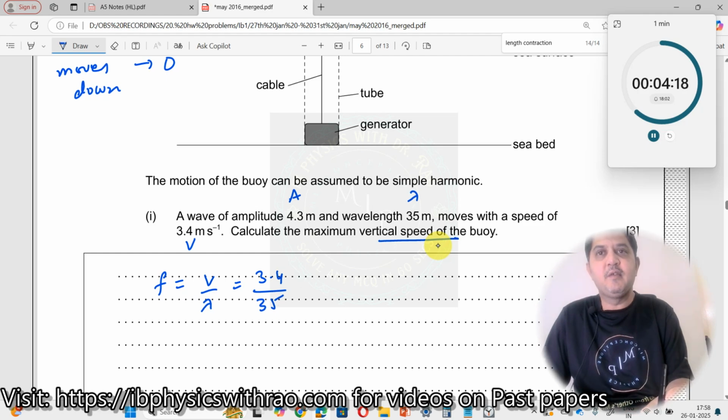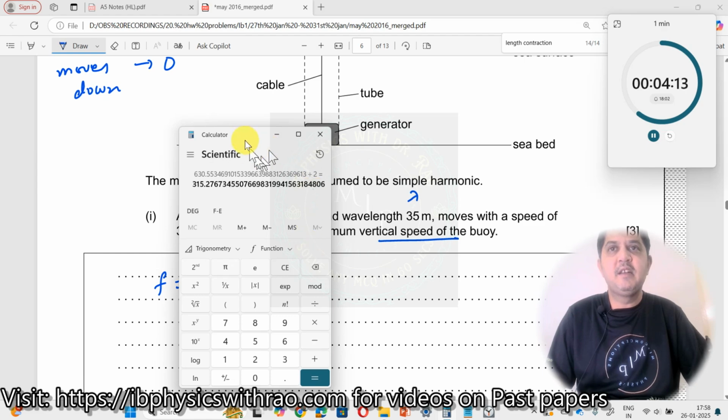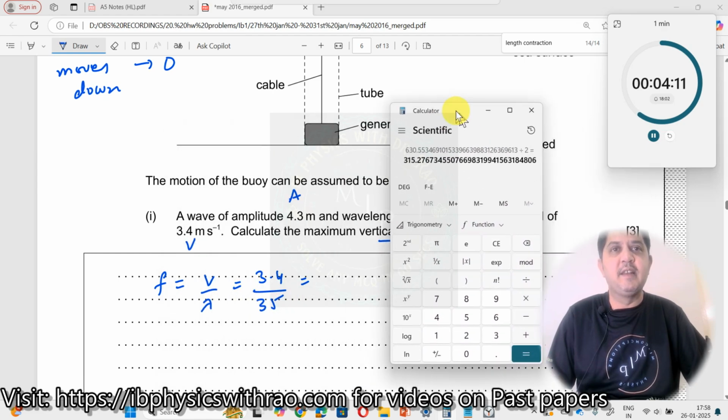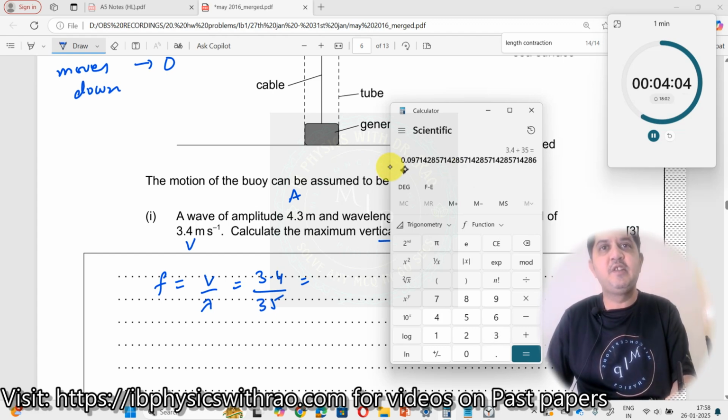And then what is this value? Let us calculate this value here. Don't just stop at this moment, just understand why we are doing this. Now this is 3.4 divided by 35, which will be 0.0971.